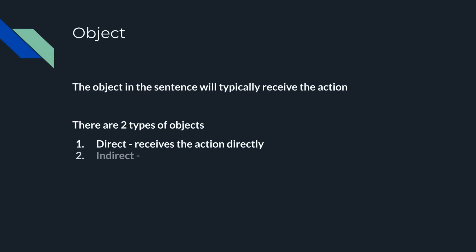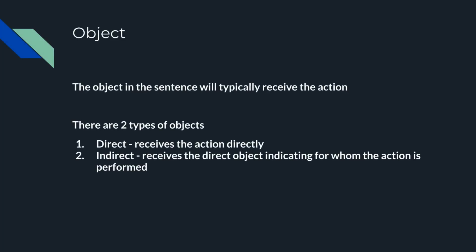Now, let's talk about the object. The object is the person, place, or thing that receives the action in a sentence. For example, the boy kicked the ball. The ball is the object because it receives the action.